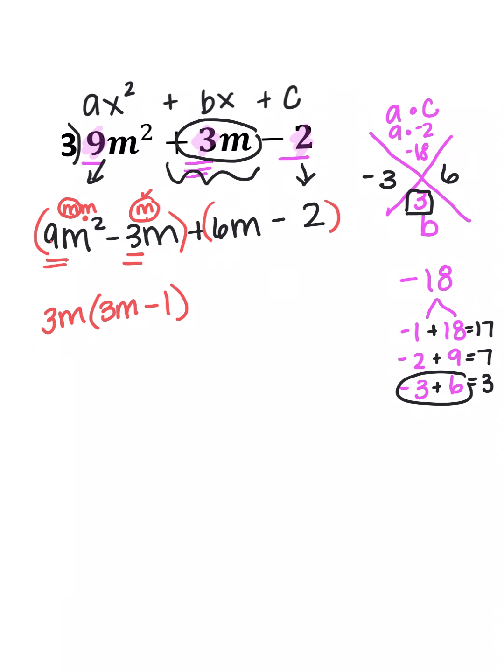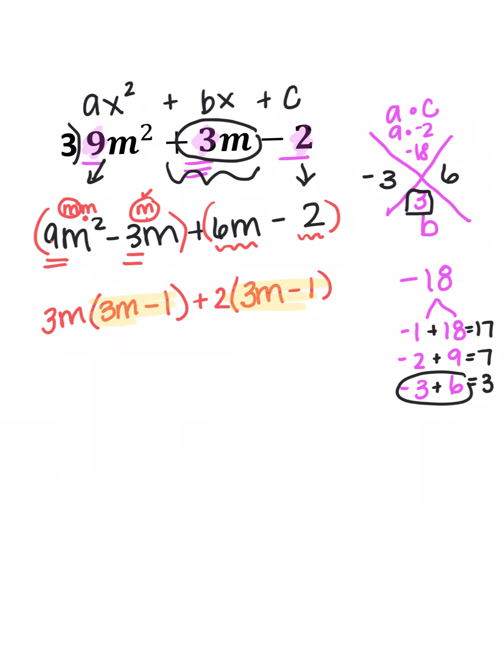All right, now I have to find the greatest common factor between a 6m and a 2. So the number that goes into 6 and 2 would be 2. They both don't have m, so I can't factor out an m. So I'd be left with 6 divided by 2 is 3m, and 2 divided by 2 makes 1. So it's good news. What's inside my parentheses is the same. So that means I did it right.